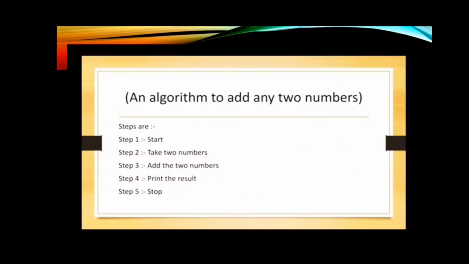Step 2, take two numbers. Then add two numbers. Step 4, print the result. Print doesn't mean that you will take a paper printout. No, it means that the result will display. And then stop. So just to add two numbers, we have to follow these steps. The steps can be different also. If one person is writing the steps, it can be different from the other person.